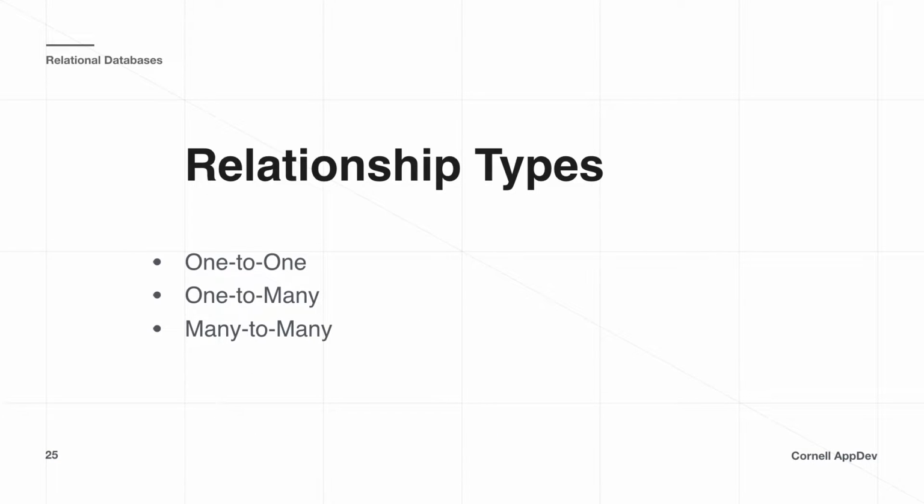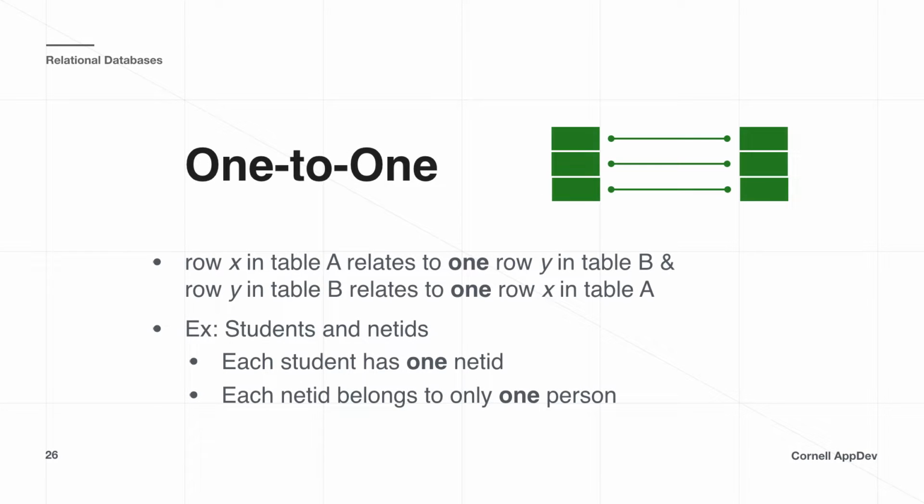Cool. So when we say relationship, there are 3 main types: one-to-one, one-to-many, and many-to-many, and we'll get into the gist of what each of these means. So one-to-one just means a single row in one table is related to one and only one row in another table, and vice versa.